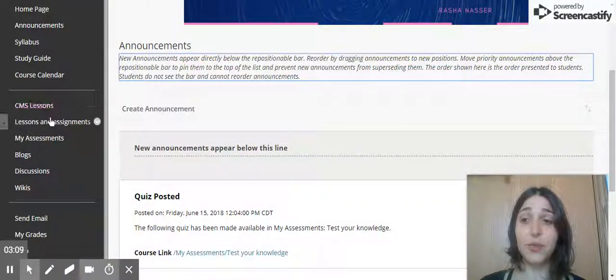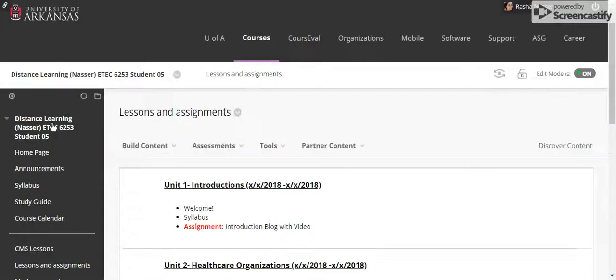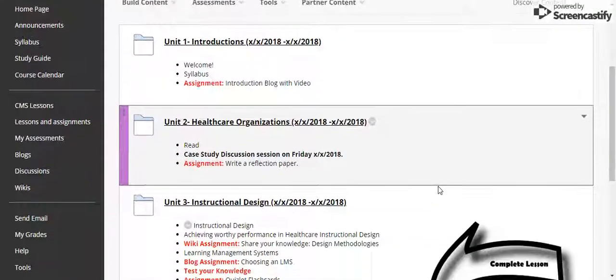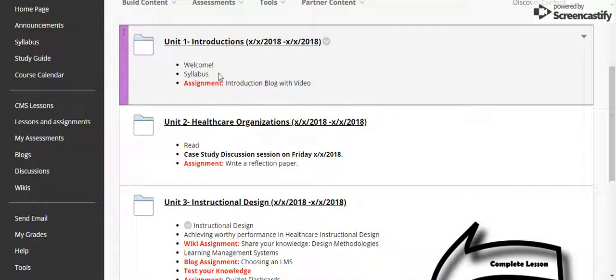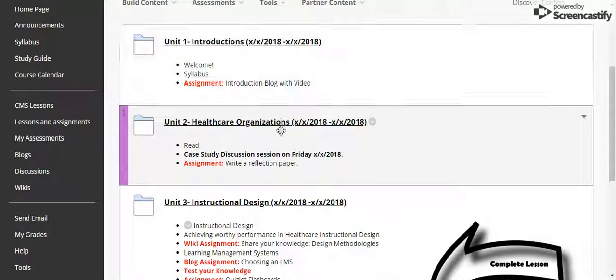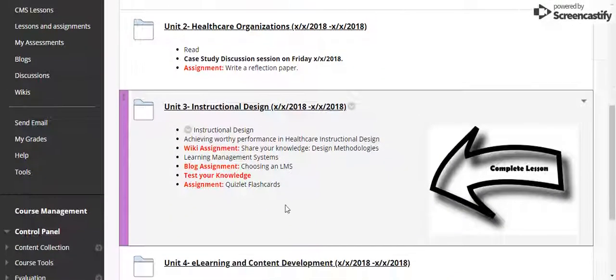Then I go into the lessons and assignments, and if I click on the lessons and assignments, I have different units. I have an introductory unit which welcomes them, provides them with the syllabus again, and has them introduce themselves. And then we go into the healthcare organizations and instructional design, which is the complete lesson for this course project. It covers the lesson objectives, provides some wiki assignments and blog assignments for them, as well as some reading, and also covers the topic of the learning management system.